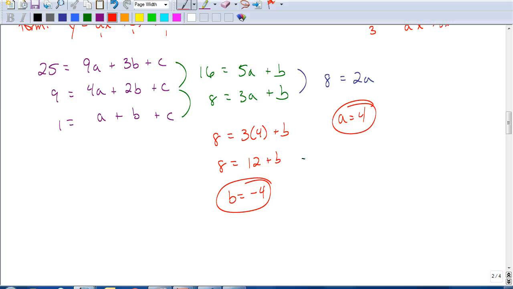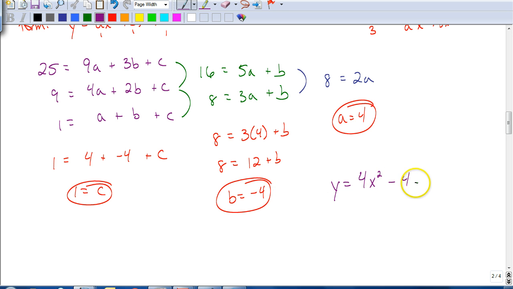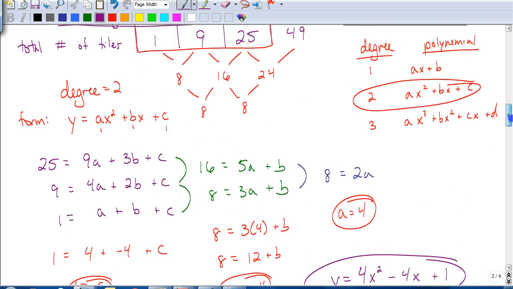But now I'm going to put a and b into any one of these 3 to figure out what c equals. So let's try the last one. That looks like it'll be easy, because it'll be 4 plus b, which is negative 4, plus c. Well, 4 plus negative 4, or 4 minus 4 is 0. So I get c is 1. Remember, don't stop there and say that's your answer. Your final answer then is going to be y equals your a, which is 4 times x squared, plus b, which is a negative 4 times x, plus c, which is 1. So there's your final answer in standard form.